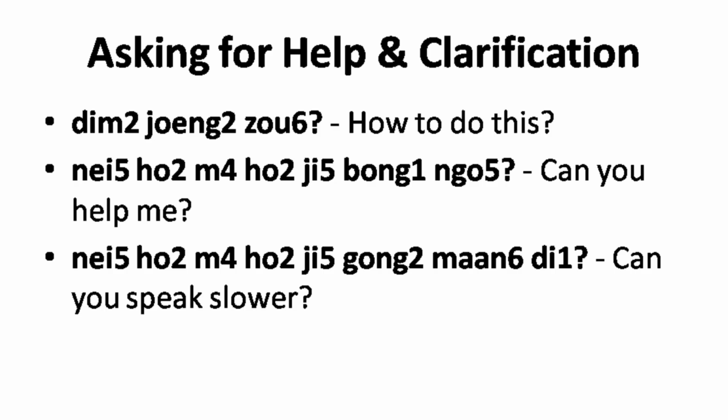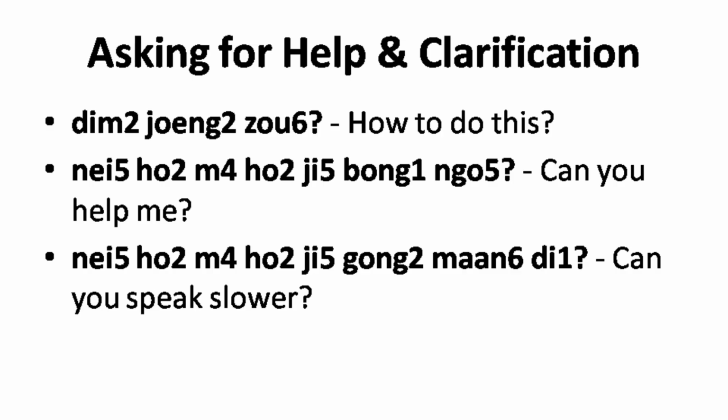Next, let's go through three phrases that talk about asking for help and clarification. The first one is called 點樣做? 點樣做? Which is your go-to phrase for how do I do this. Of course, there's also a more informal, shorter form of this, which is 點搞? 點搞? Which means the same, but is less formal. So I would stick with 點樣做 for now.